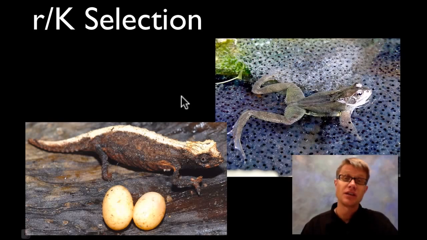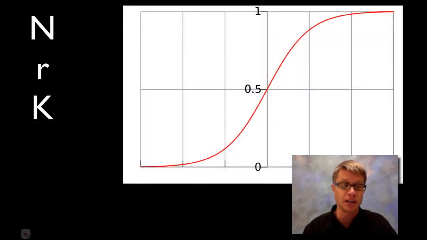Hi, it's Mr. Anderson. In this podcast, I'm going to talk about R and K selection, or R-selected and K-selected species. Right here, we've got a chameleon female that's just laid 2 eggs. Right here, we have a frog that's just laid thousands of eggs. One of these is R-selected, one is K-selected. If you know exactly which is which right now, then you probably don't need to watch the rest of the video. But for those of you that are now left, let me talk about R and K selection.